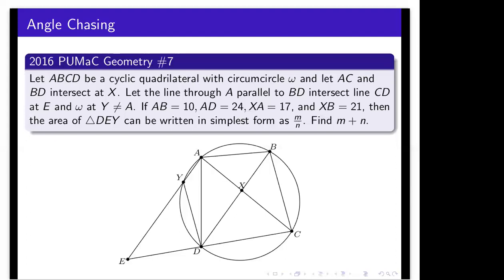For example, in this problem, you're given parallel lines. AE is parallel to BD here. So we want to somehow use this to help us angle chase. For example, you have that angle DEY equals angle CDB, because BD is parallel to AE. And then you see that CDB and CAB share the same arc, so they must be equal as well.